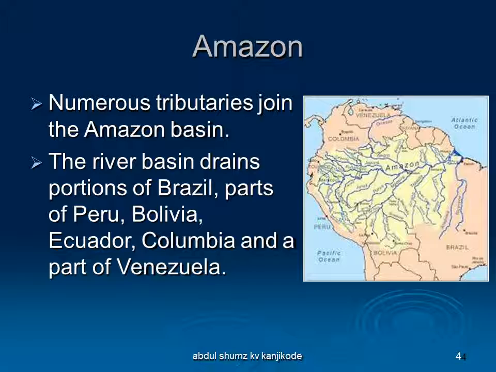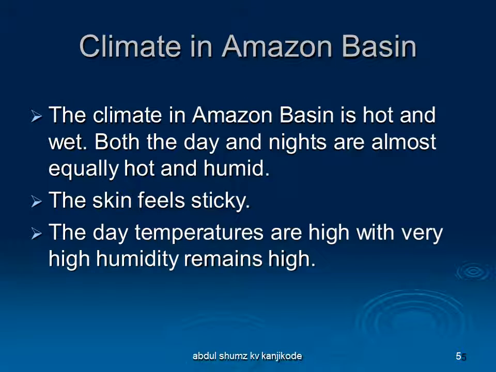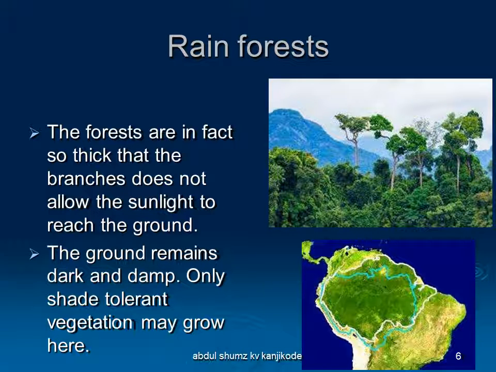Then numerous tributaries join the Amazon basin. The river basin drains portions of Brazil, Peru, Bolivia, Ecuador, Colombia, and part of Venezuela. If we talk about the climate, the climate in the Amazon basin is hot and wet, and both the days and the nights are almost equally hot and humid. The skin always feels sticky. The day temperature is very high with high humidity, which remains throughout, and during the night the temperature becomes a little bit low, but still it is very humid.